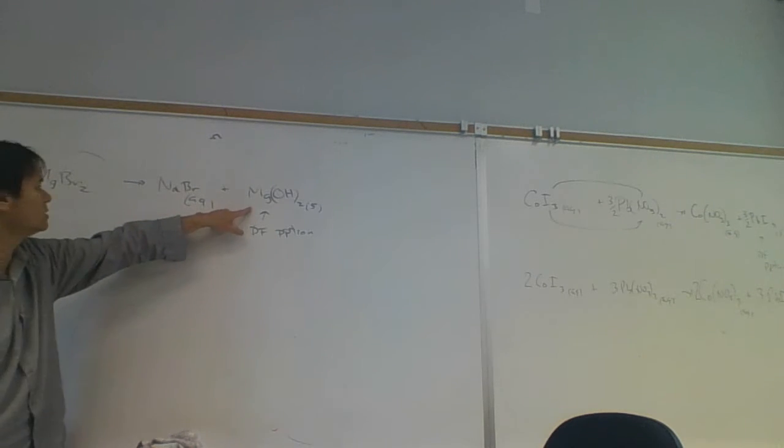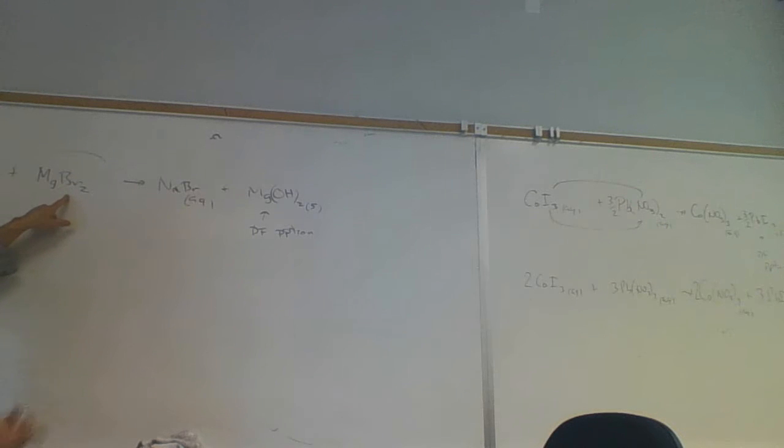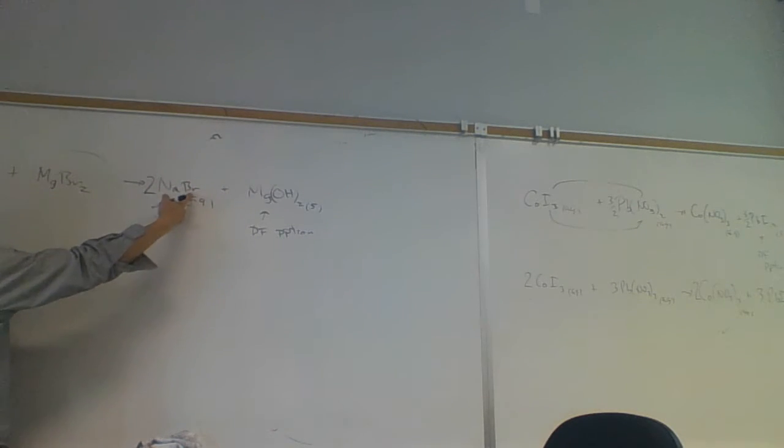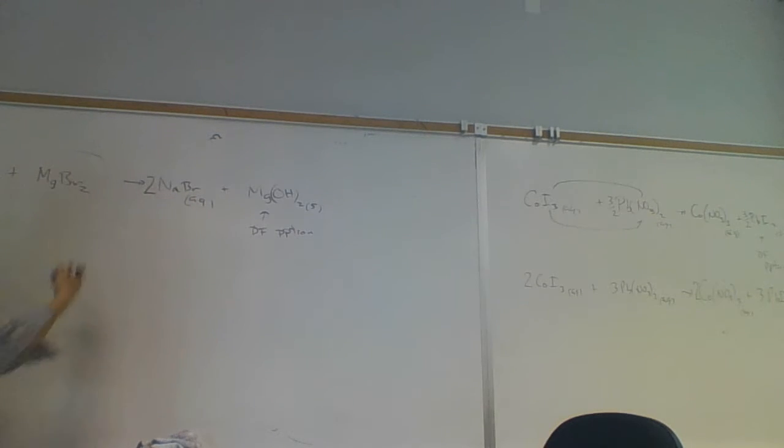Okay, now I want to balance it. So I have 1 sodium, 1 sodium, 1 magnesium, 1 magnesium, 2 bromines, 2 bromines, which means I need to multiply this by 2 to get 2 bromines, or bromides in this case. And then, is it balanced? No, we need 2 Na. Oh, now I need 2 NaOH. It's the hydroxide. So now it's balanced. So we're good.